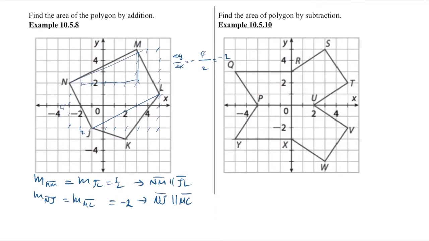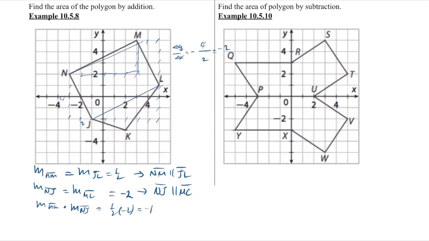All right, guys. So let's just do this one more time. NM times NJ is 1/2 times negative 2, which is negative 1. So it's a right angle, isn't it? Right, I should use ML, not NJ, my bad. So ML, so yeah, they're perpendicular. That implies that NM is perpendicular to ML. So therefore, it's a rectangle.